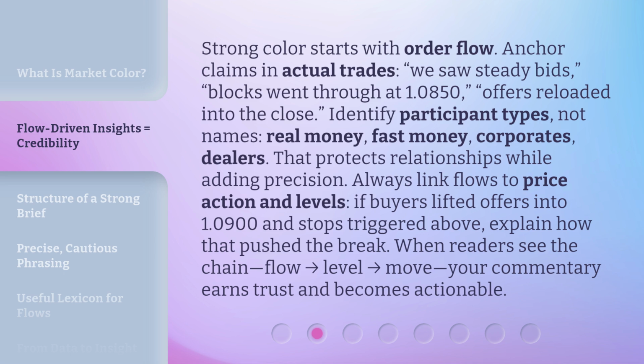Strong color starts with order flow. Anchor claims in actual trades. We saw steady bids. Blocks went through at 1.0850. Offers reloaded into the close. Identify participant types, not names. Real money, fast money, corporates, dealers. That protects relationships while adding precision.